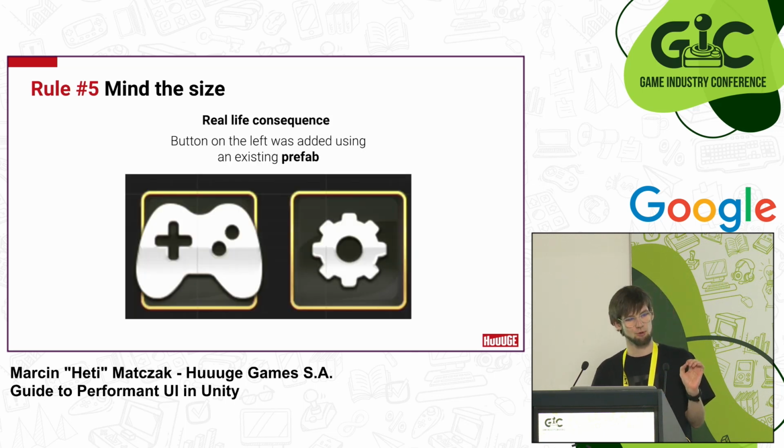For instance, we had a set of buttons in our game, and we shipped it like this. The graphic on the left is slightly bigger, but it went unnoticed because it didn't raise any, you know, suspicions. It looked decent enough, so everyone thought that's how it's supposed to be. And we fixed it because it was inconsistent with the design.